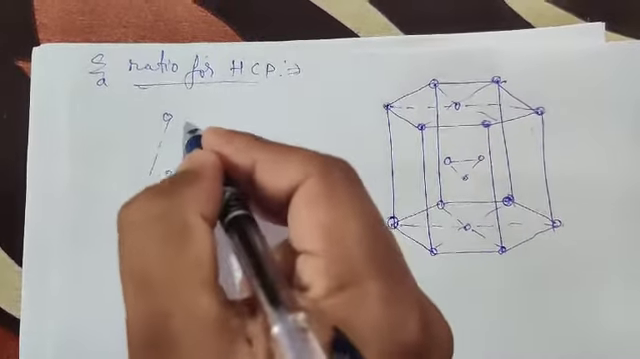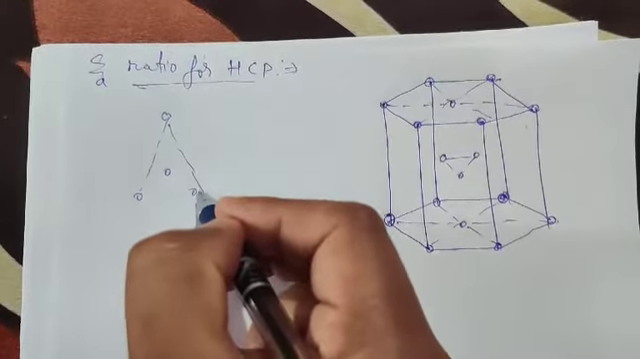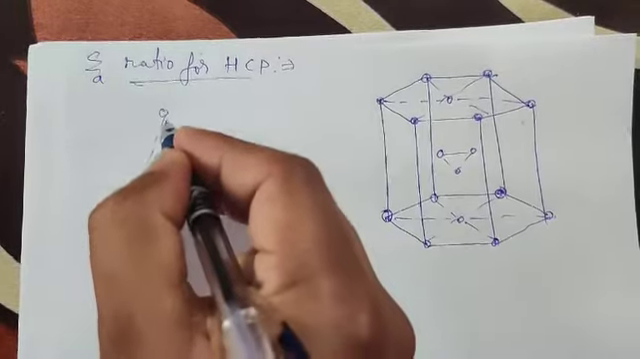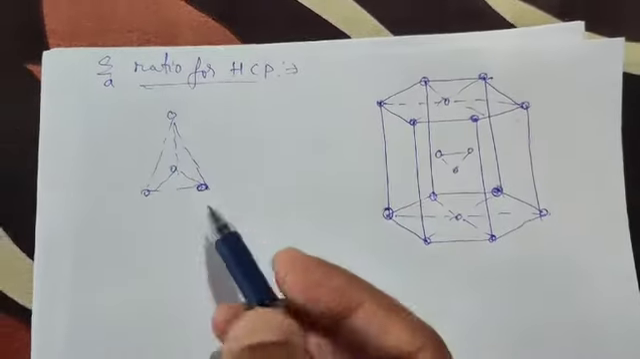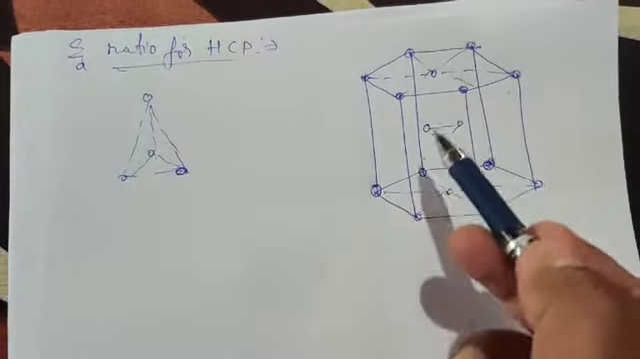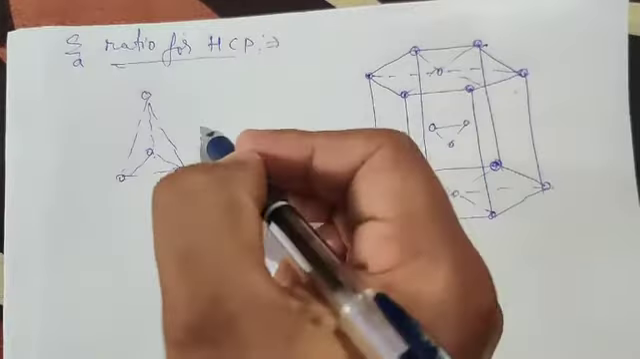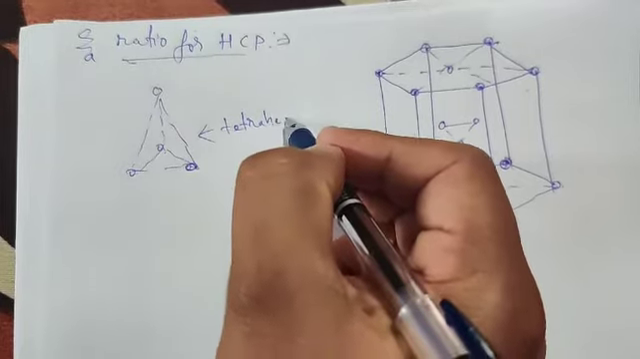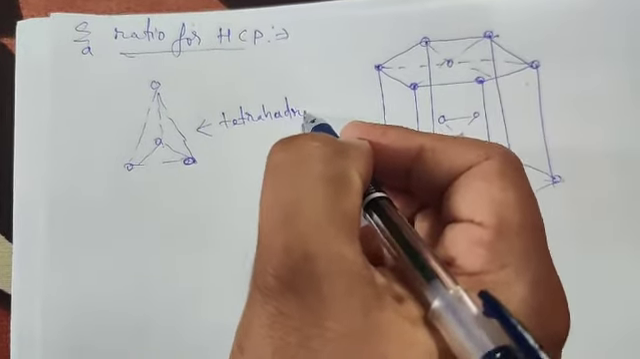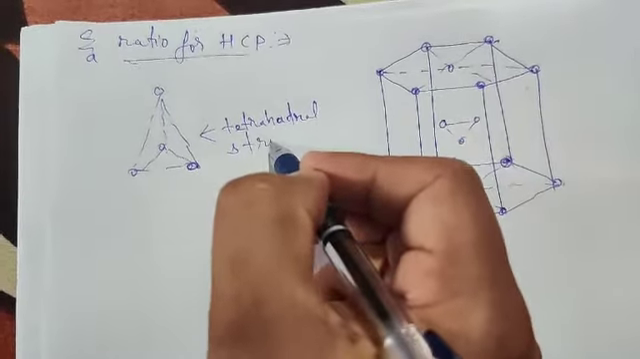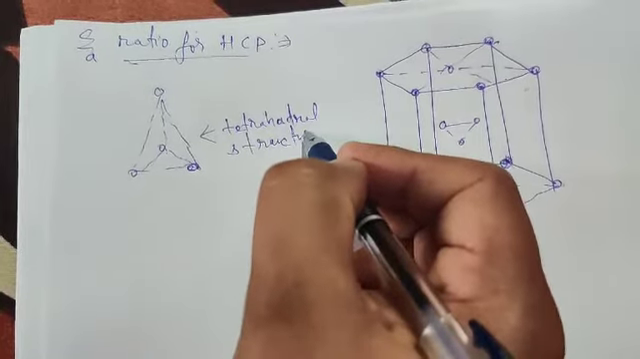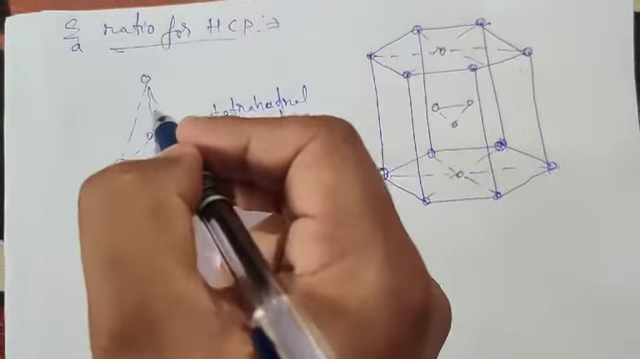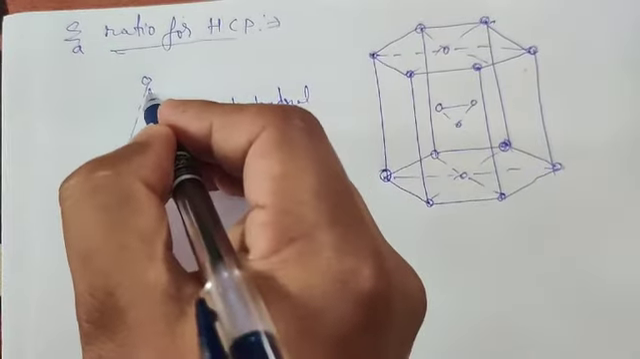So if you connect these, these are making a tetrahedral structure. So this is a tetrahedral structure. Since we know that this is A, now we are going to take a perpendicular.